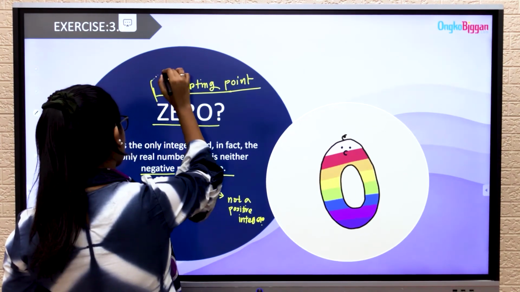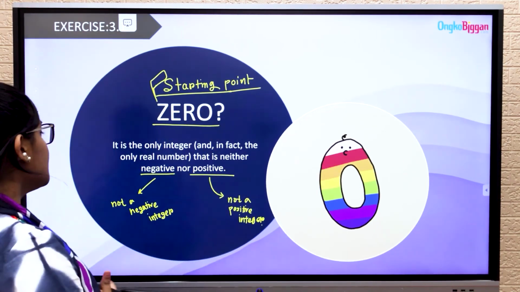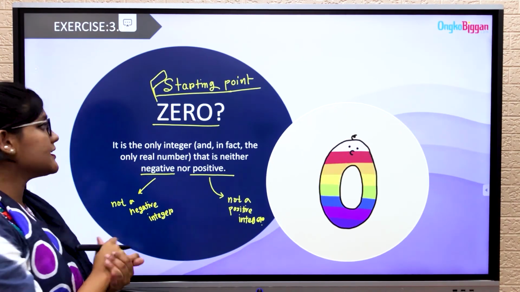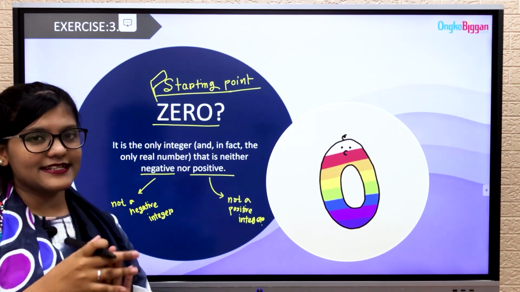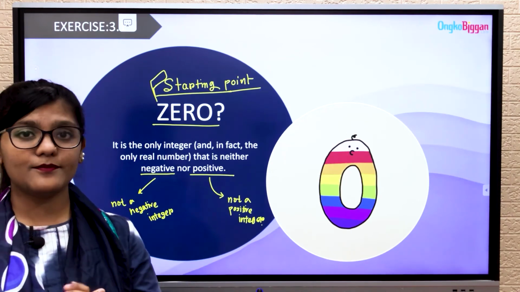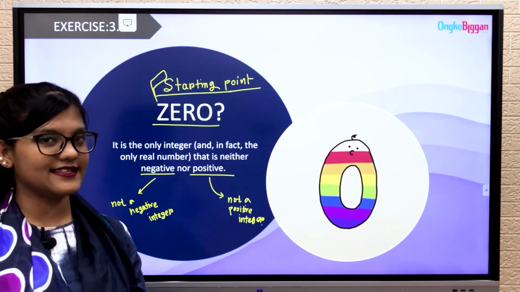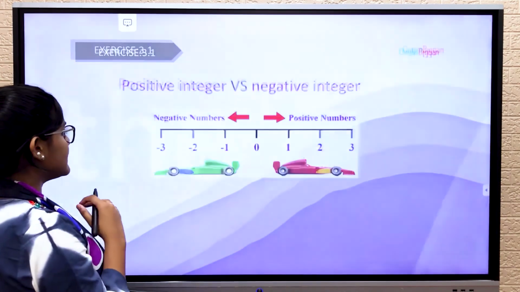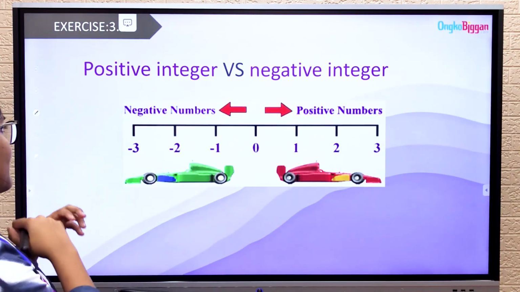So yes, I am moving forward. I hope you are a little bit clear about positive integers, negative integers and 0. I am going to make your concept clearer with some examples.